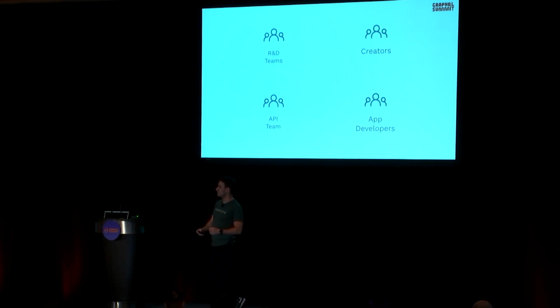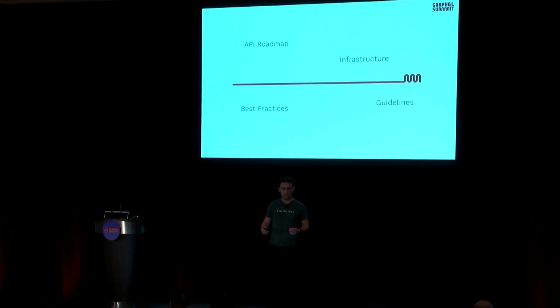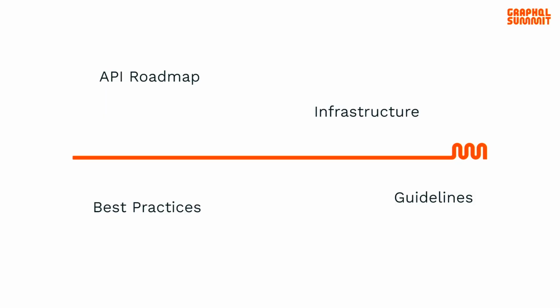And mostly, we are supporting the App Store and the public APIs. So some of our responsibilities include the API roadmap, what we are building, what is coming, infrastructure, what tools and systems we can integrate into our stack to improve efficiency, security, and all the other things, and best practices and guidelines on how to design APIs, secure an API, use authorization, and so on.